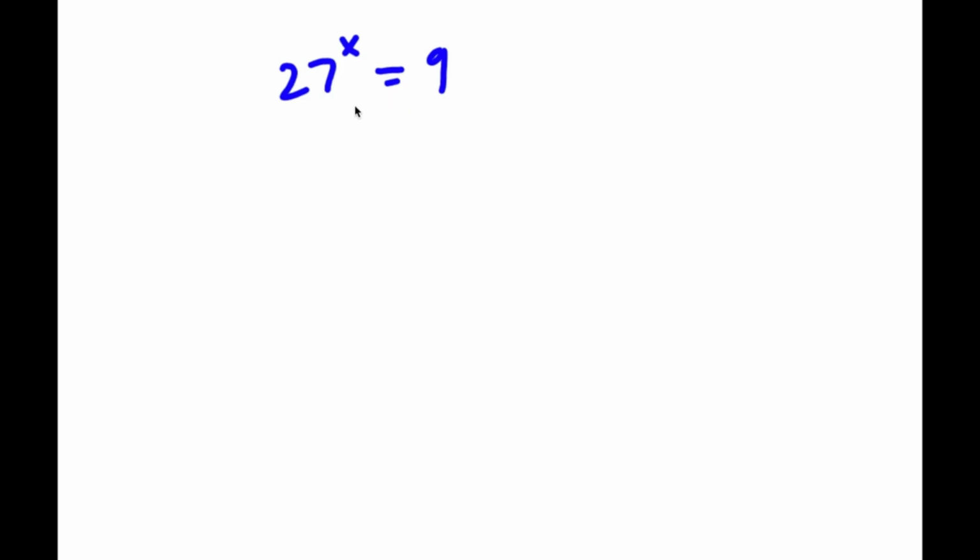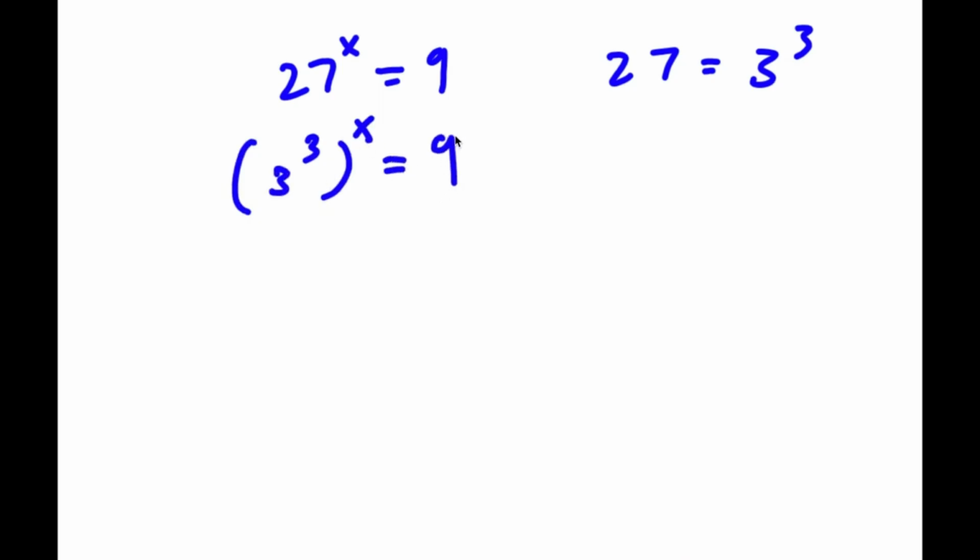All right, so we have 27 to the power of x is equal to 9. And now what I'm first going to do is simplify 27 to the power of x a little. So 27 is the same thing as 3 to the power of 3. So I'm going to substitute in 3 to the power of 3 for 27. So now I have 3 to the power of 3 to the power of x is equal to 9.